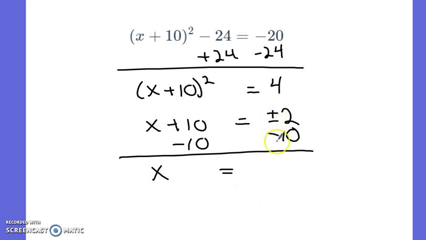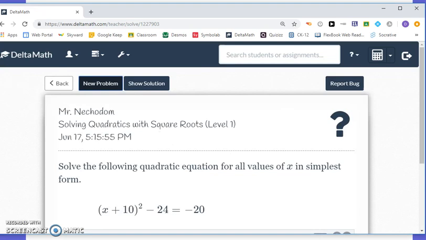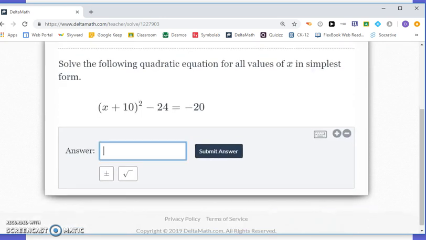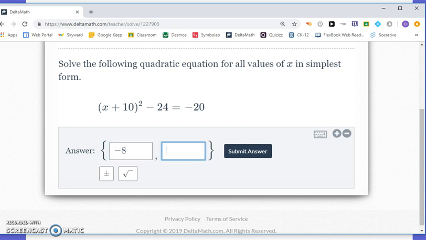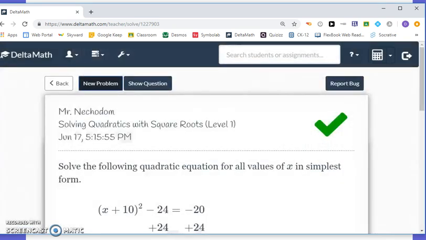Okay? Positive 2 minus 10, and since this can be done, we'll continue with it. Positive 2 minus 10 is negative 8. Negative 2 minus 10 is negative 12. So I should get negative 8 and negative 12. Okay? In DeltaMath, we'll type in negative 8, press comma, and you get another space, negative 12.